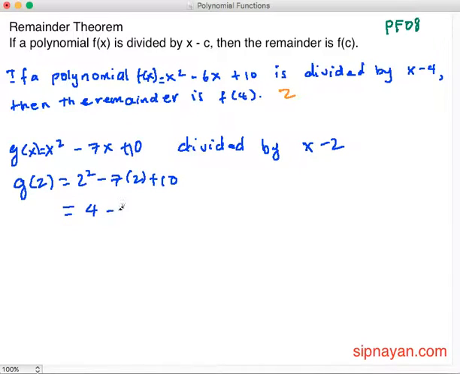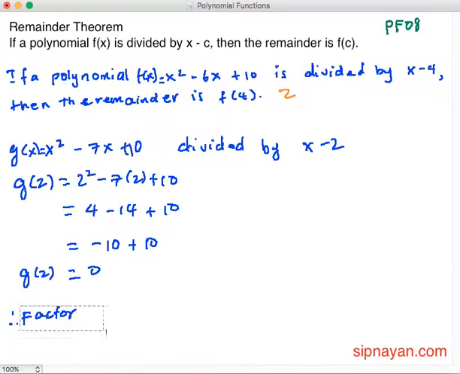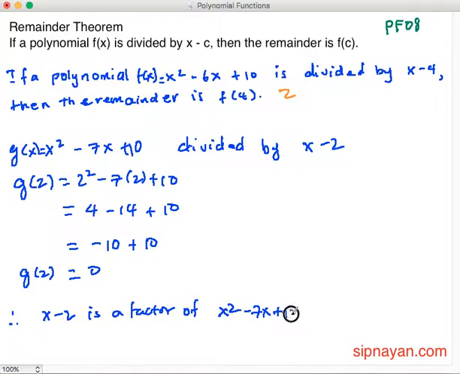So it becomes 4 minus 14 plus 10, which is equal to 4 minus 14 is negative 10 plus 10 is equal to 0. So g of 2 is equal to 0. When it is 0, that means this is a factor. Factor, therefore, x minus 2. It has no remainder, right? So x minus 2 is a factor of x squared minus 7x plus 10.